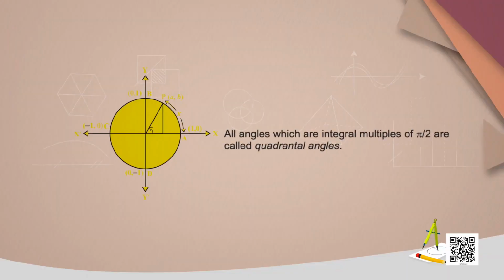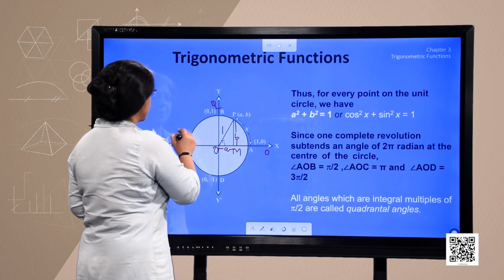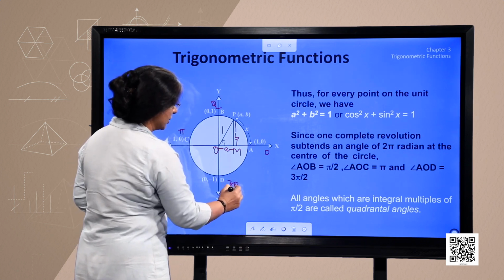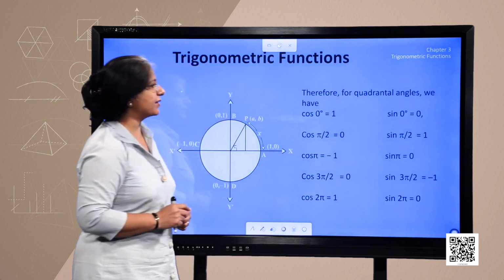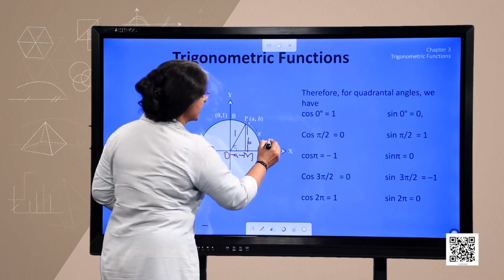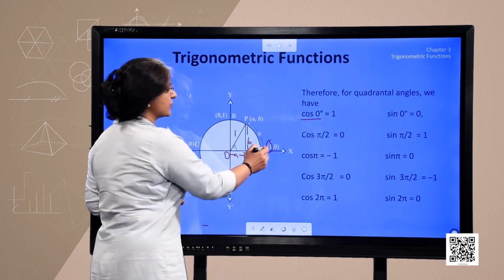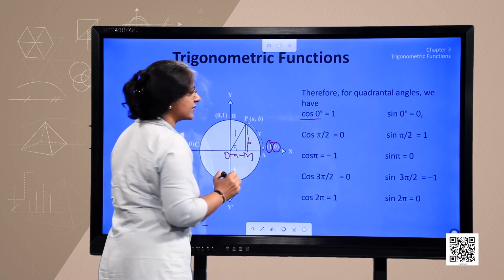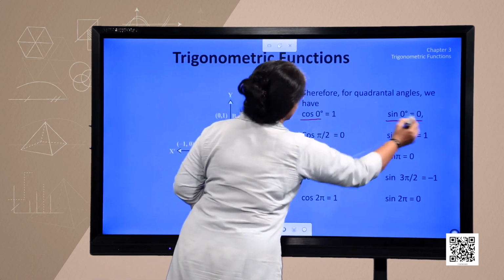All these angles which are integral multiples of pi by 2 are called quadrantal angles. So, here it is 0 degree, here it is pi by 2, here it is pi or 3 pi by 2. So, we will be finding the value of sine and cosine function at these quadrantal angles. At 0 degree, the value of the first coordinate, that is the x coordinate, gives cos 0. So, cos 0 is 1, and the second coordinate always gives the value of sine function. So, sin 0 is here 0.